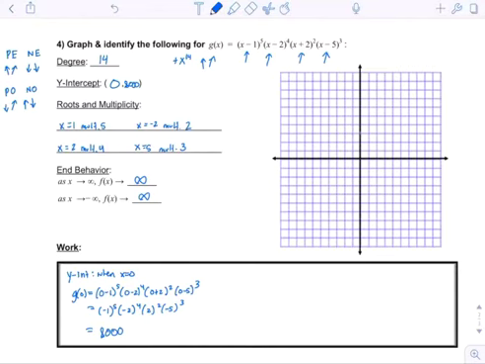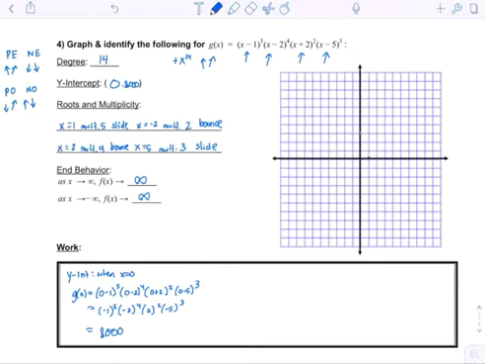Alright, so if it's an odd multiplicity, besides 1, then it will slide. So multiplicity of 3 is a slide, and multiplicity of 5 is also a slide. So 3 and 5 are slides. Multiplicity of 7 is a slide, multiplicity of 9 is a slide, multiplicity of 11, all those are slides. Now, if it's an even multiplicity, then it will bounce. Okay, now we have all the ingredients in order to graph this.